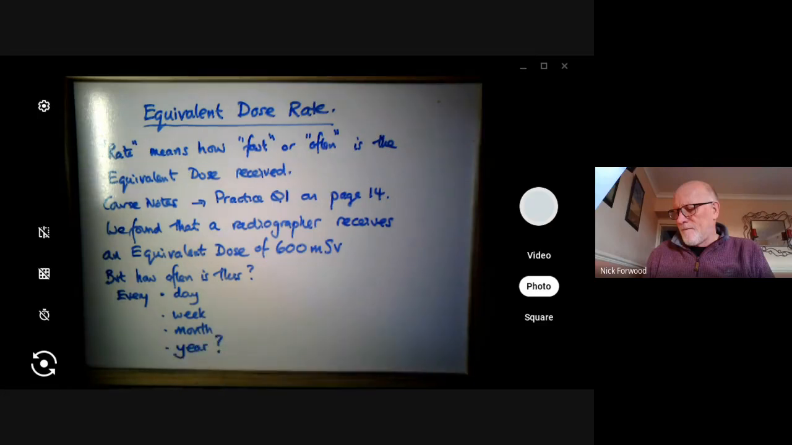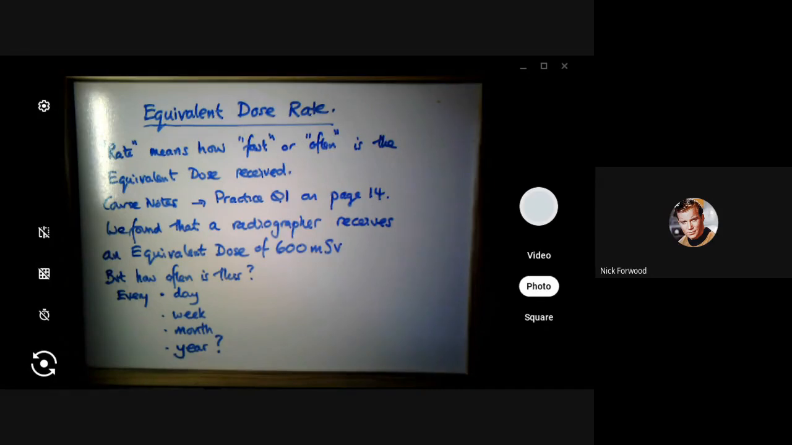So how often does this take place? Now, you can probably work this out yourself, that if you've got this 600 millisieverts every year, then that's in a year, that's 600 millisieverts, and spread out over a year, that might not be too bad. Actually it is, because we talked about what the rate should be for a member of the public, and it's about 2.2 millisieverts in a year. But if that radiographer was getting this every single day, over a year, that would be 600 lots of this multiplied by 365, and that's a huge amount of radiation.